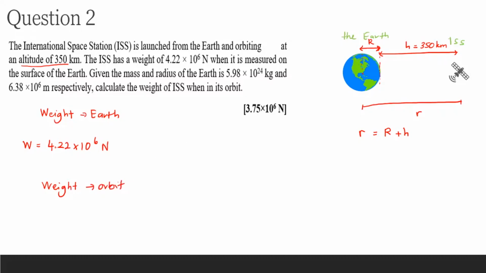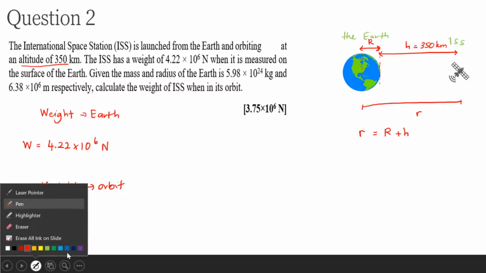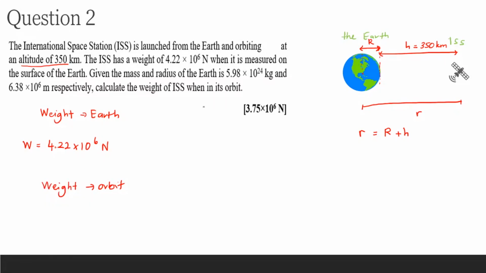Orbit. Bila dia dah dekat space ni, kita nak cari weight dia dekat sini. Okay, we already know. Actually, we are used to calculating weight and we know the formula. W is equal to mg. When you are calculating weight of an object on the surface of the earth, the value of g that we take is g equals 9.81. So, on the surface of the earth, ini adalah weight dia, g dia 9.81 meter per second square.